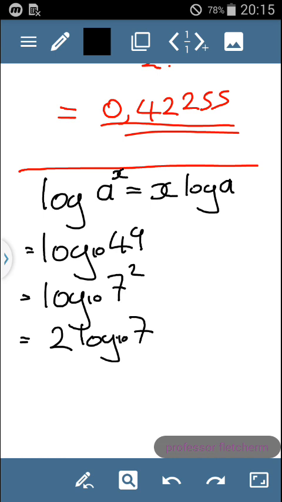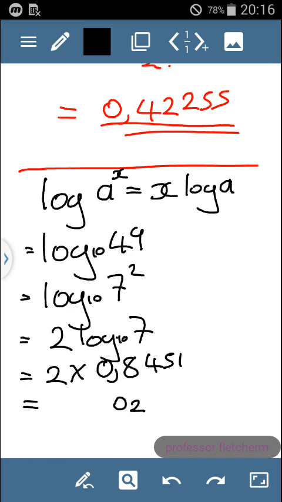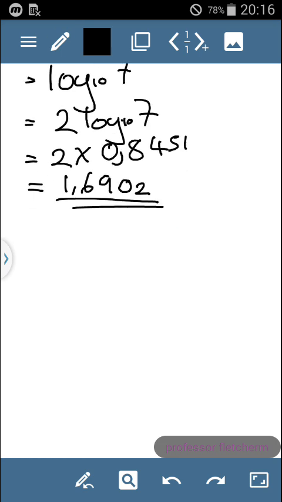Of course, log 7 we have, so in other words we are saying 2 multiplied by 0.8451. I don't have my calculator, but this will give us 1.6902. I'm sure this will be the result. So basically this is how these laws work. We just did 2 of them.